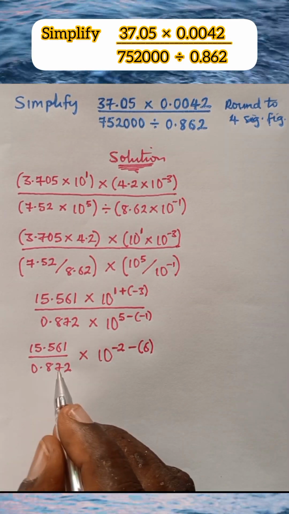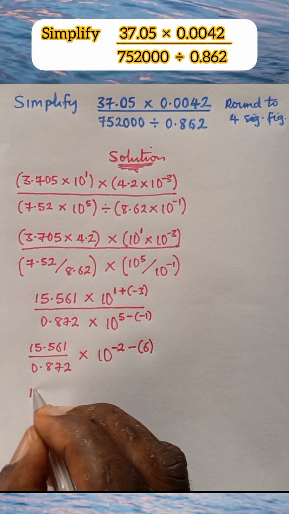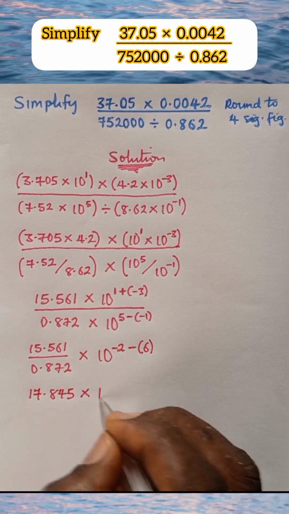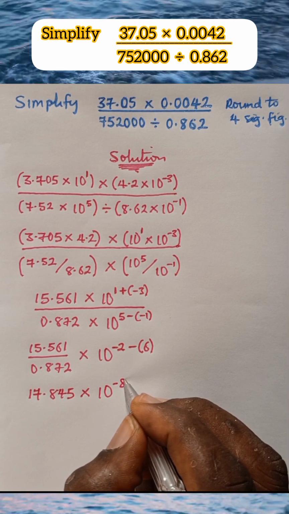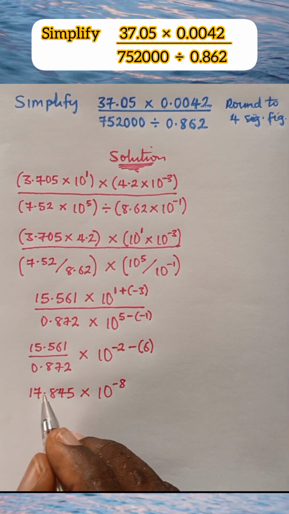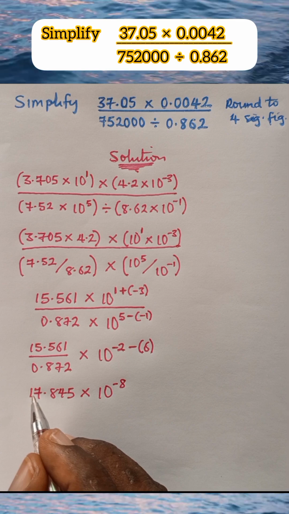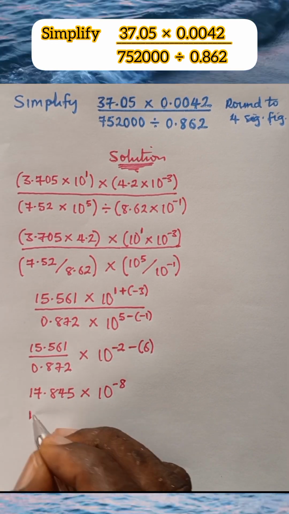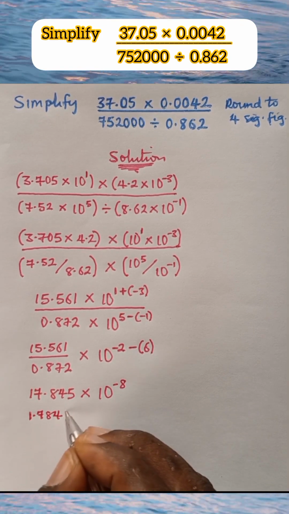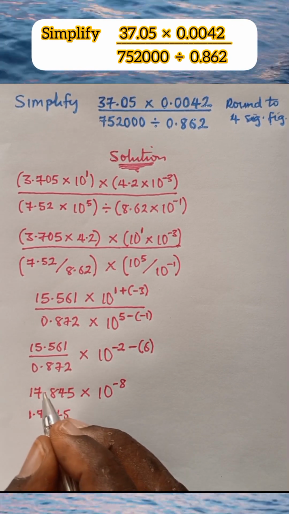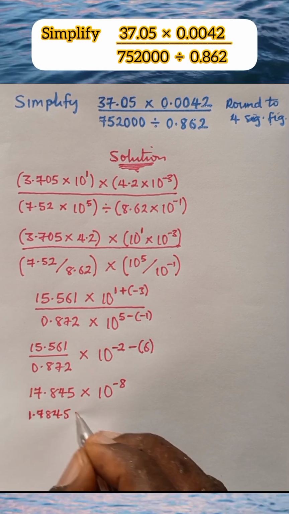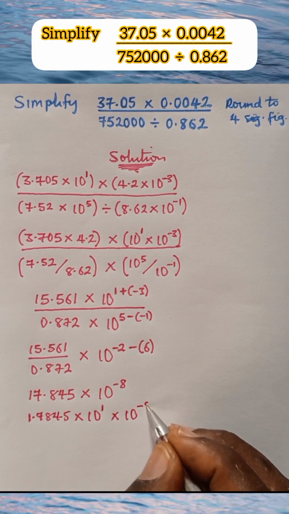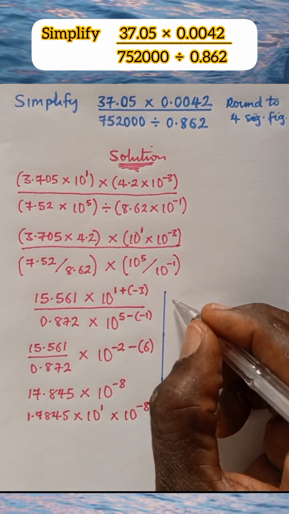Okay, now divide this out, you will have 17.845 times 10 raised to the power of negative 8, because negative 2 minus 6 is negative 8. Here now, the point is supposed to be here, which means we are going to express this again in standard form. So we have 1.7845. We are moving the point to the left hand side one time. So we say times 10 raised to the power of positive 1, then times 10 raised to the power of negative 8.